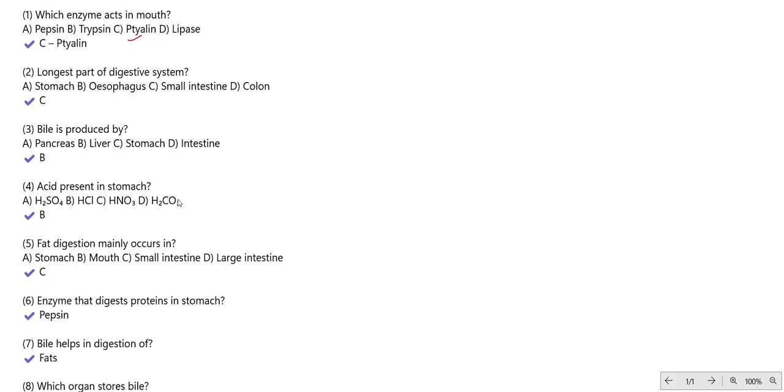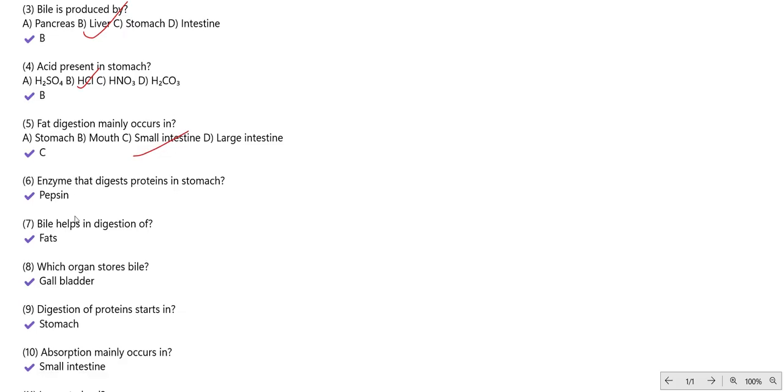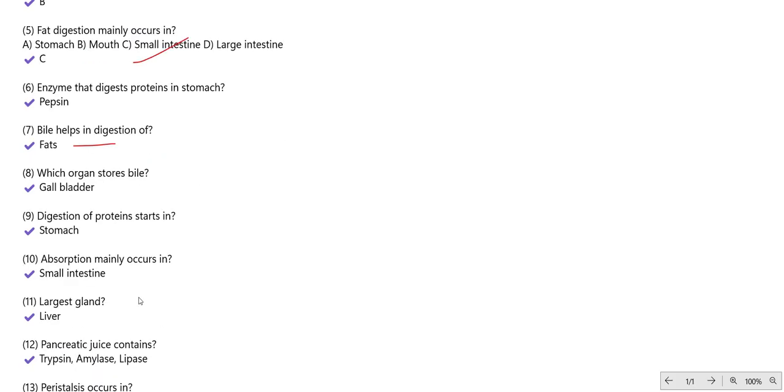Longest part of the digestive system is your small intestine, and bile is produced by the liver. Acid present in the stomach is your HCl. Fat digestion mainly occurs in small intestine. Enzyme that digests the protein in the stomach is your pepsin, which works in acidic environment. Bile helps in digestion of the fats, that is your emulsification of the fats.